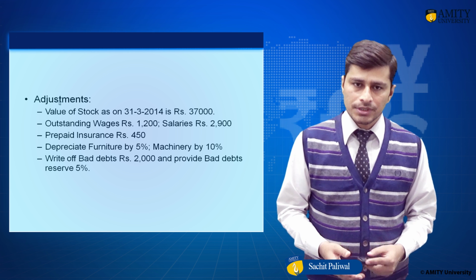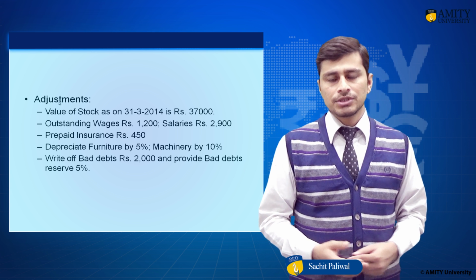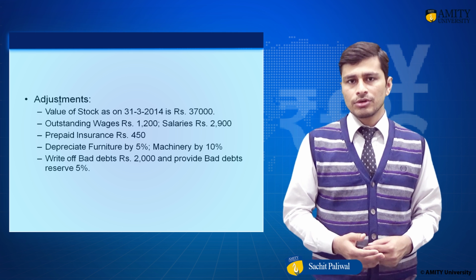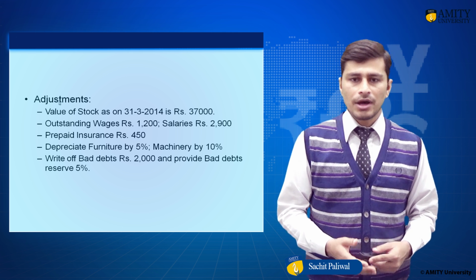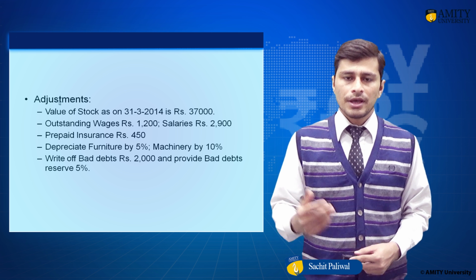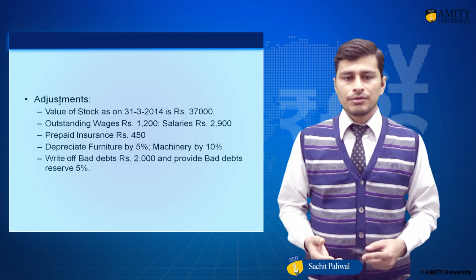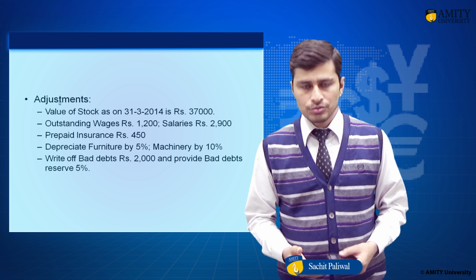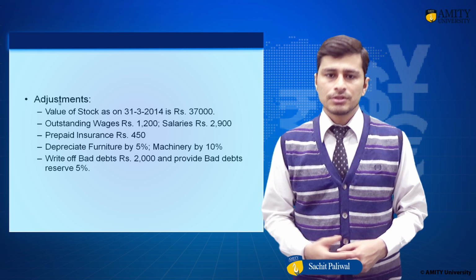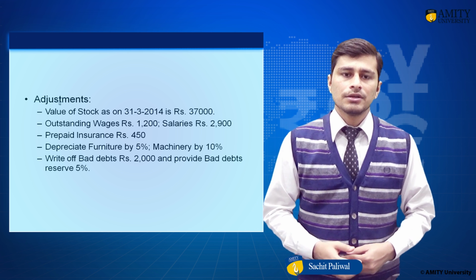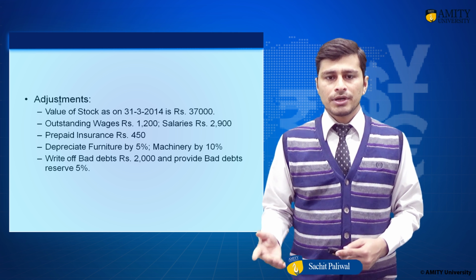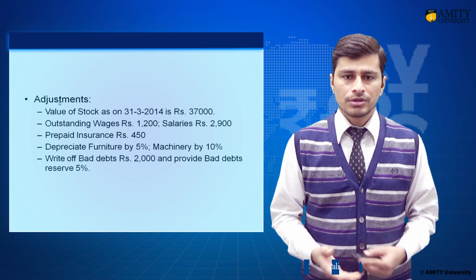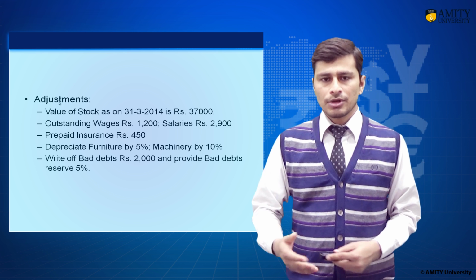and depreciate furniture by 5% and machinery by 10%. So we have to calculate the furniture depreciation and the machinery depreciation at 5 and 10% of their actual amounts. And write off bad debts of rupees 2,000. So we have to write off the 2,000 rupees bad debt, meaning we have to decrease the 2,000 amount because this amount is not recoverable. That's why we have to write off.